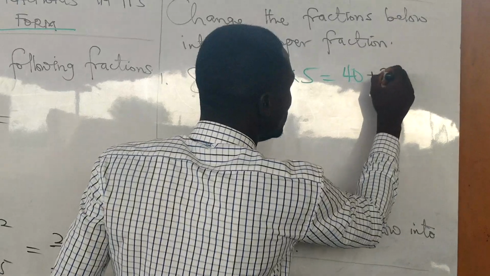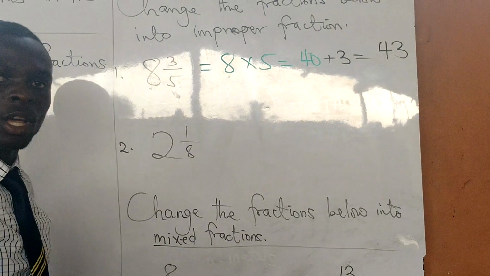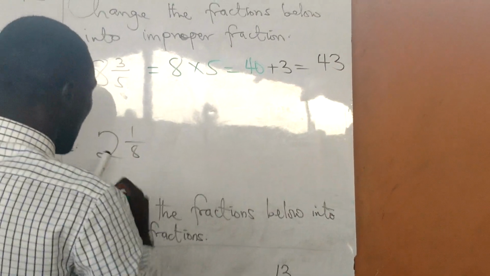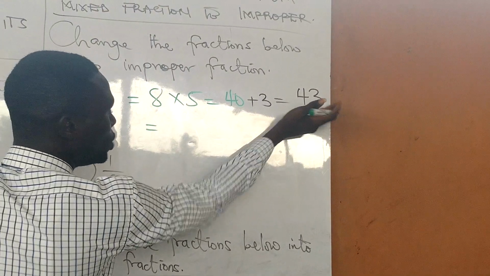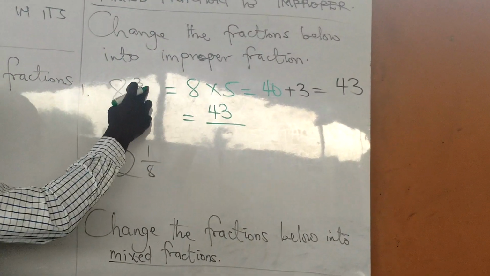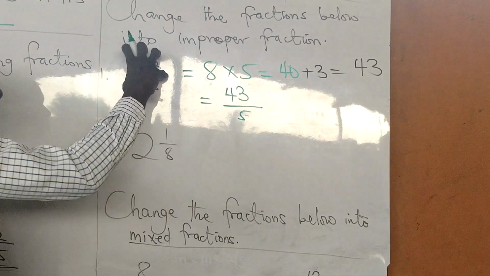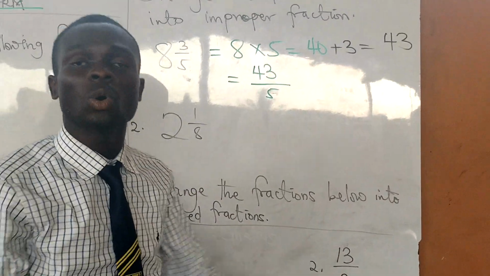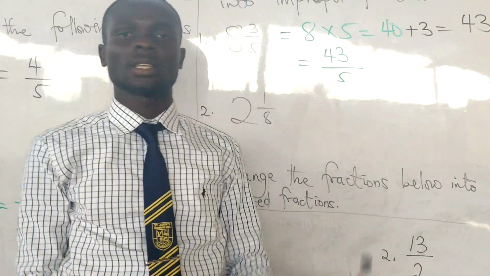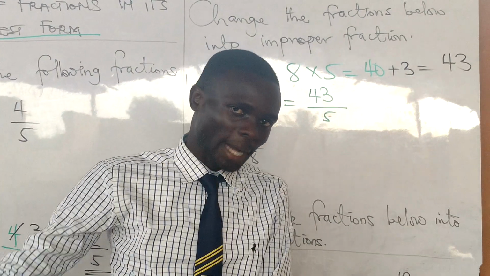So add the numerator, which is 3, to your result. And this is going to give us 43. So to write this as an improper fraction, we are going to say our answer is equal to, what did you get? We had 43. Then you divide it by the denominator here, 5. So this is the improper fraction for 8 whole number 3 over 5. And this is how we convert mixed fractions into improper fractions.